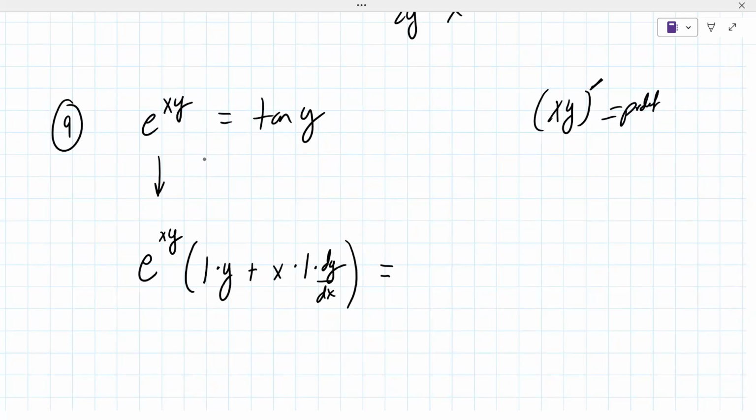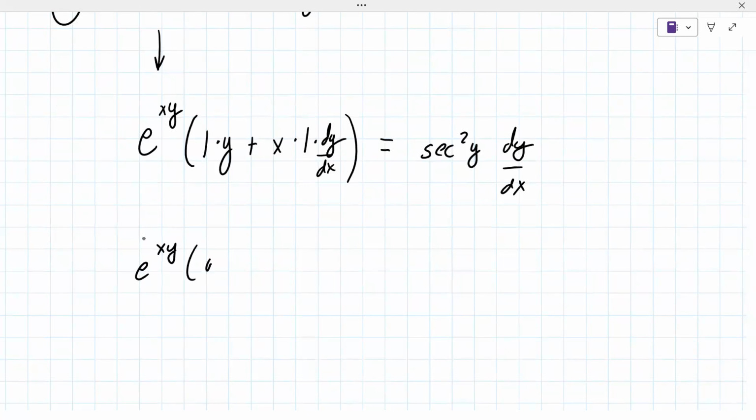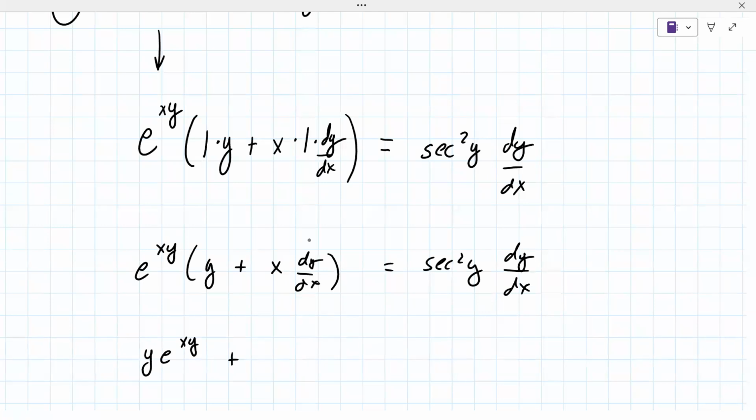Derivative of tangent is what? What is the derivative of tangent, if you recall? Secant squared of y. Secant squared y, but whenever you take a derivative with respect to y, you always have to add in a dy dx. All right. A little bit of cleanup here now, and then a lot of algebra to move some things around. Okay, next thing is to actually distribute this e into both. So you get y e to the xy plus x e to the xy dy dx.